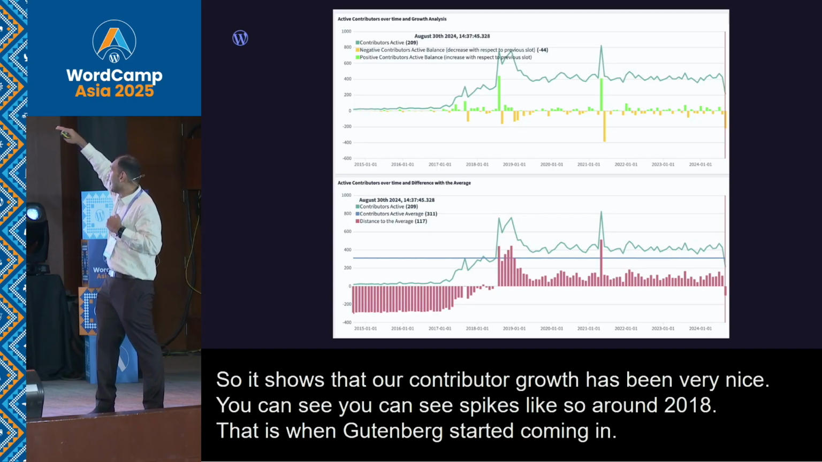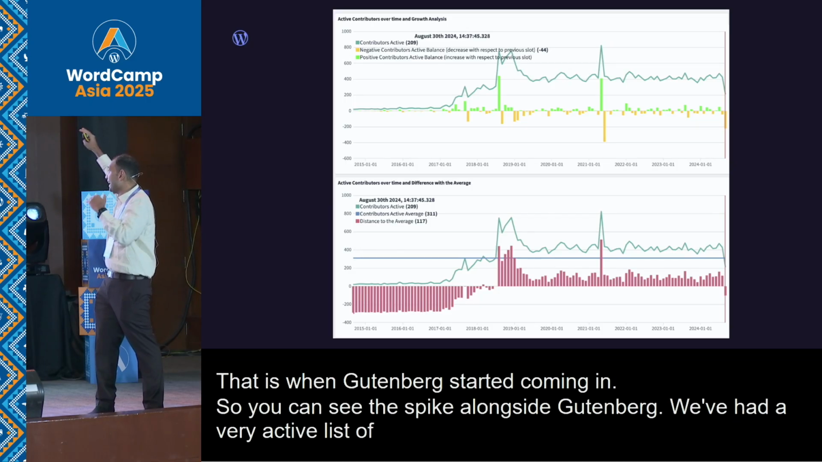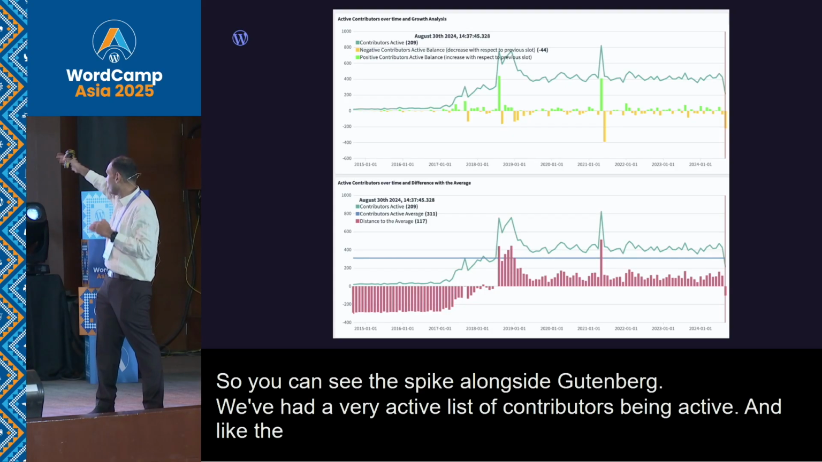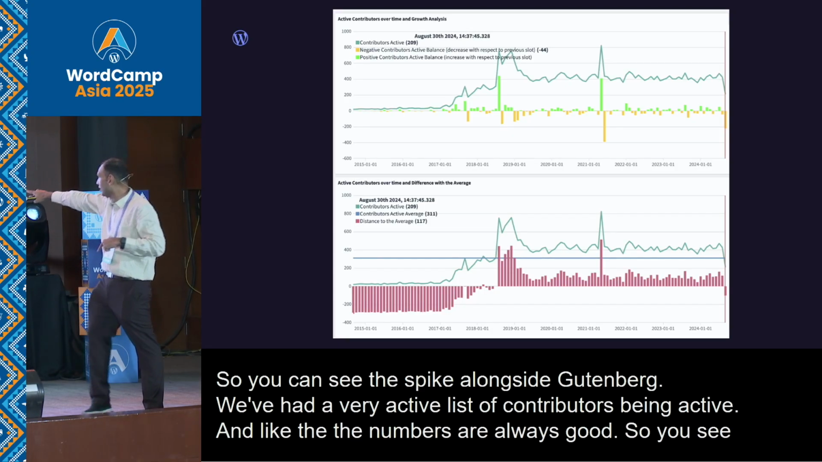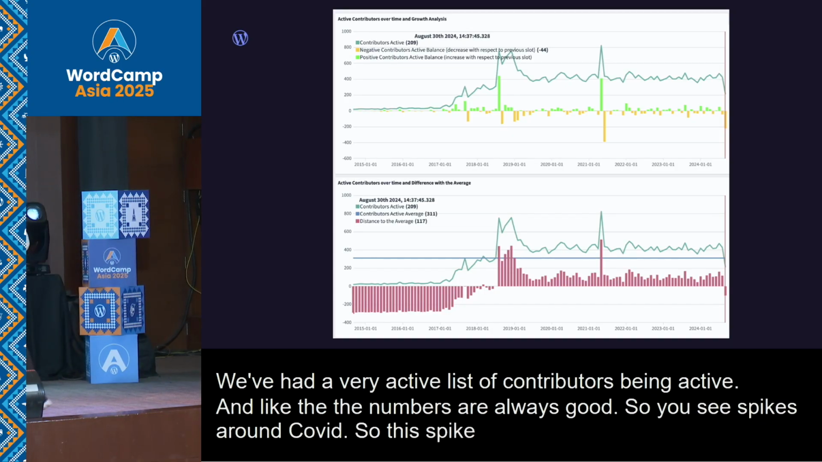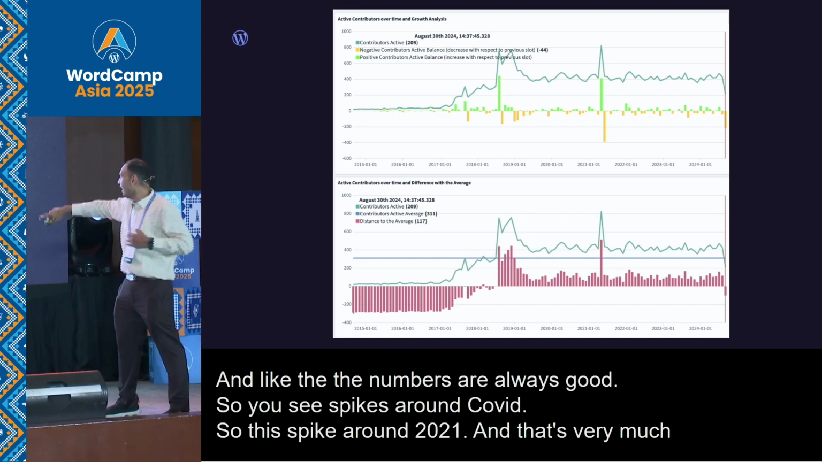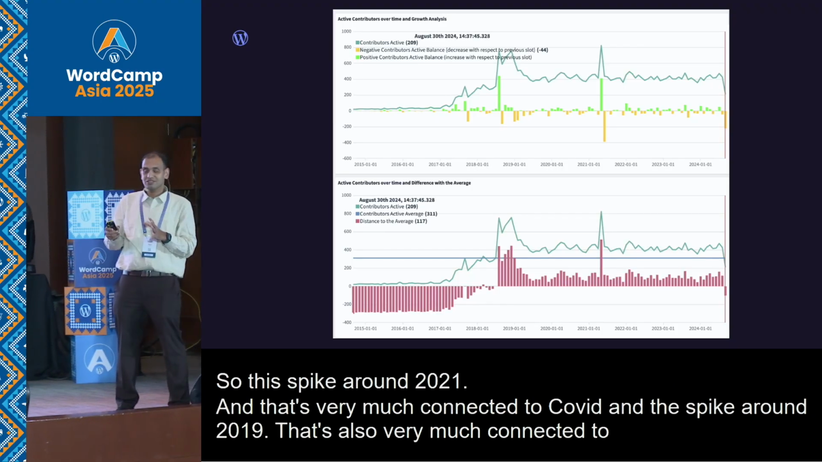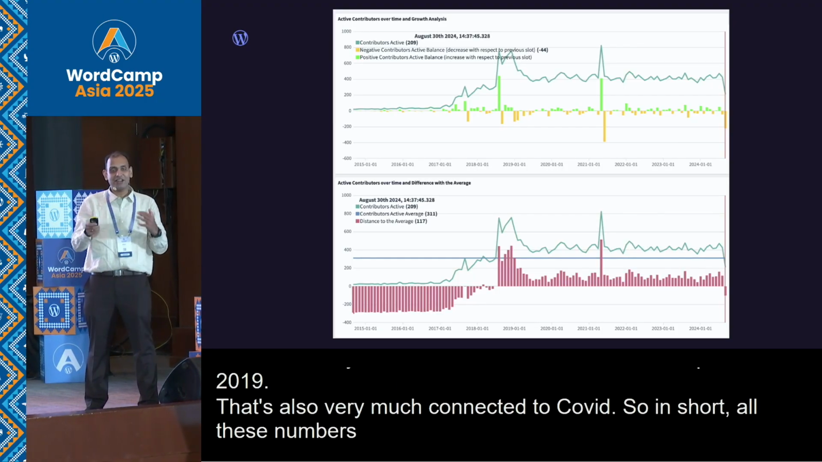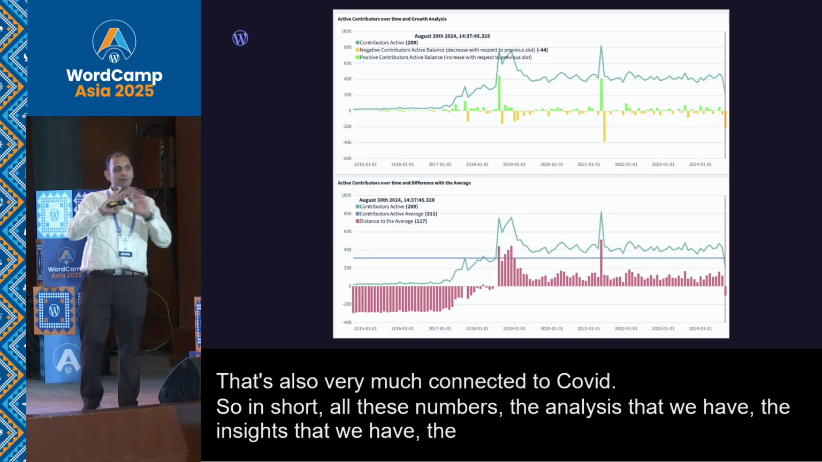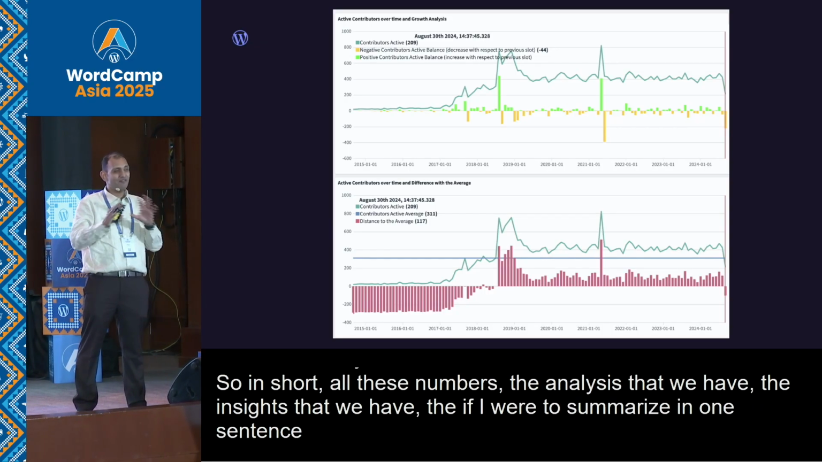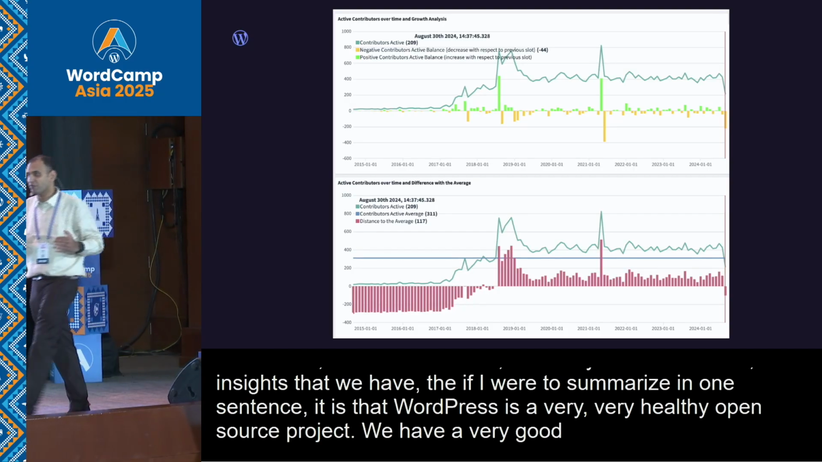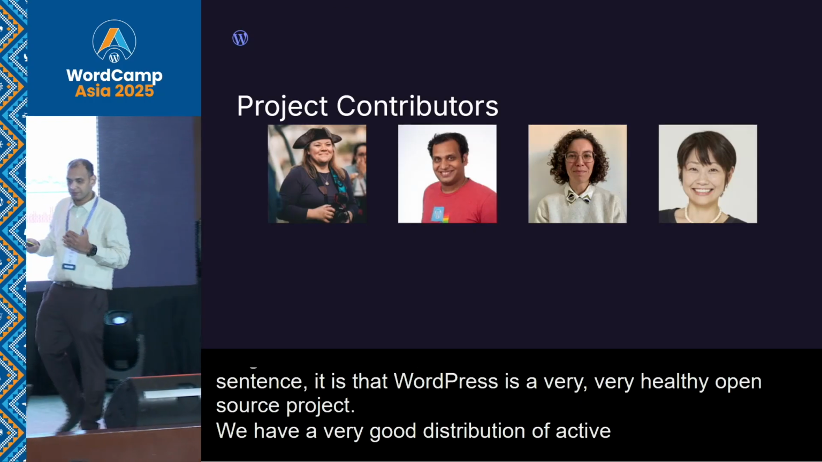We've had a very active list of contributors, and the numbers are always good. You see spikes around COVID: the spike around 2021, which is very much connected to COVID, and the spike around 2019, which is also connected to COVID. So in short, if I were to summarize all the analysis and insight that we have in one sentence, it is that WordPress is a very, very healthy open source project. We have a very good distribution of active and inactive contributors.